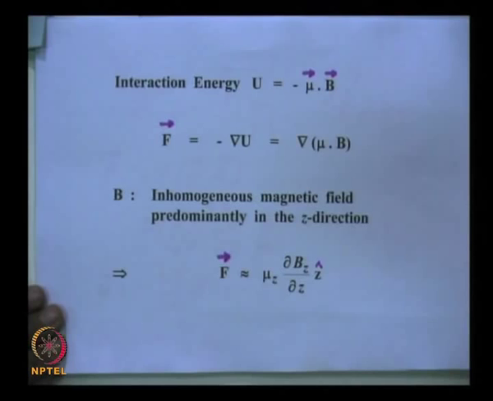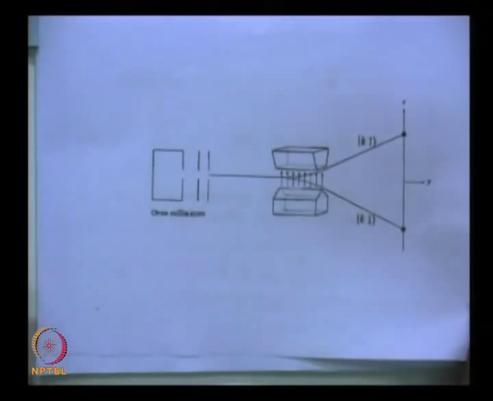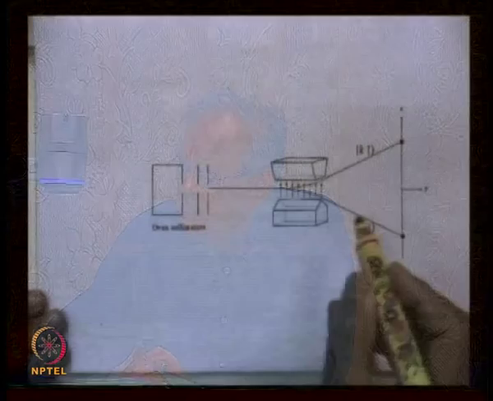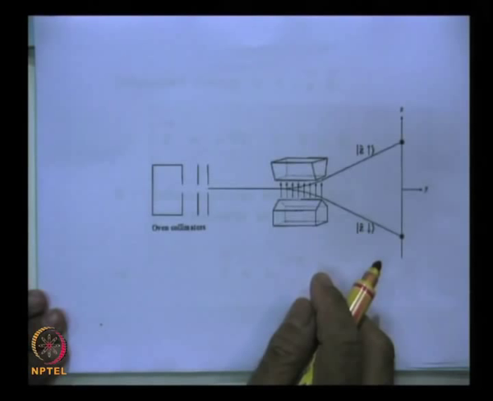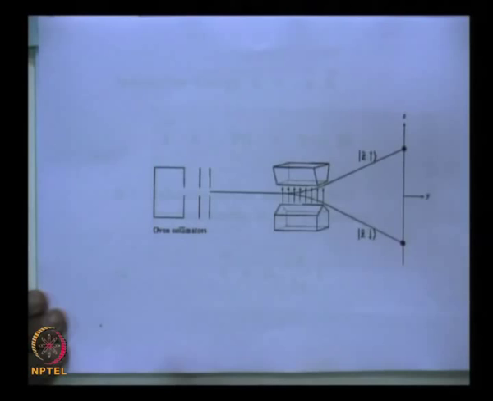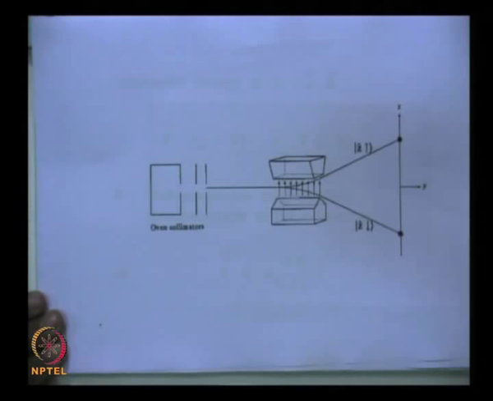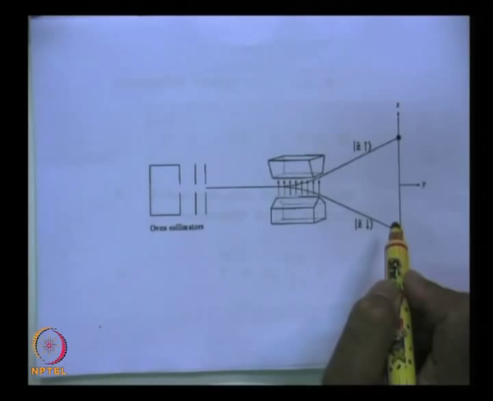Now, as the silver atoms come out of the oven, if I consider them as tiny magnets, they are oriented at random, and the deflection, which is proportional to the z component of the magnetic moment, will vary from plus mu 0 to minus mu 0. But instead, only two spots were observed. This corresponds to the z up state. I have exaggerated the splitting; actually, the splitting is usually extremely small. And this corresponds to the z down state.